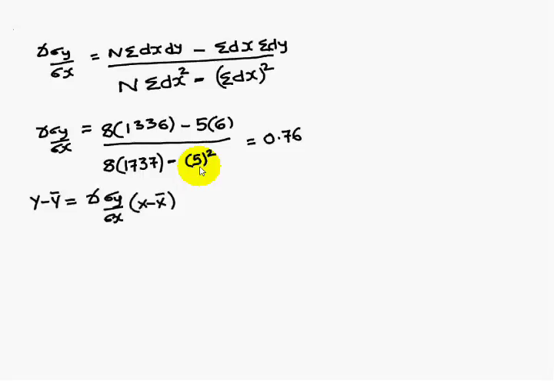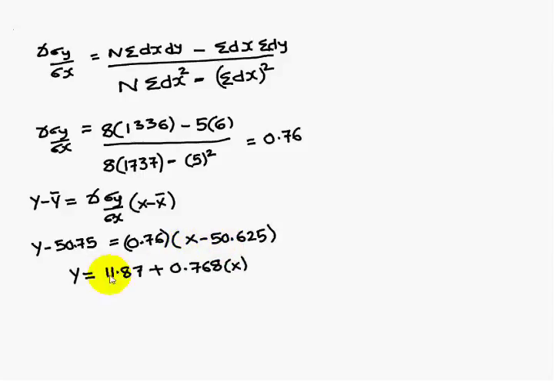So the regression equation y on x is y minus y bar equals r into sigma y by sigma x into x minus x bar. Already we have completed this value, which is 0.76. So y minus y bar, which is 50.75, equals 0.76, the value of r into sigma y by sigma x, into x minus x bar, where x bar is 50.625. If you do that, y is equal to 11.87 plus 0.768 times x.